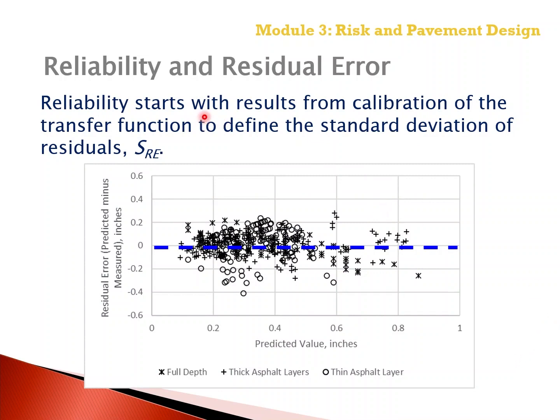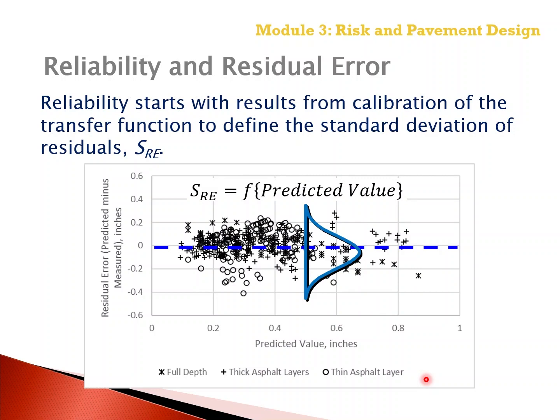So, reliability starts with results from calibration of the transfer function to define the standard deviations of residual, i.e. without bias, as shown in this chart. So what's shown here, this is our predicted value, predicted distress value. This is the actual for an individual point, the residual error of the predicted minus the measured value, and it just shows those residual errors as a function of the predicted value itself. And this specific graph just shows the X's are for full depth pavement sections, the crosses are thick asphalt layers, and the open circles are thin asphalt layers, just showing the difference in the pavement structure, kind of as an example. So, standard deviations of the residual error can be a function of the predicted value.